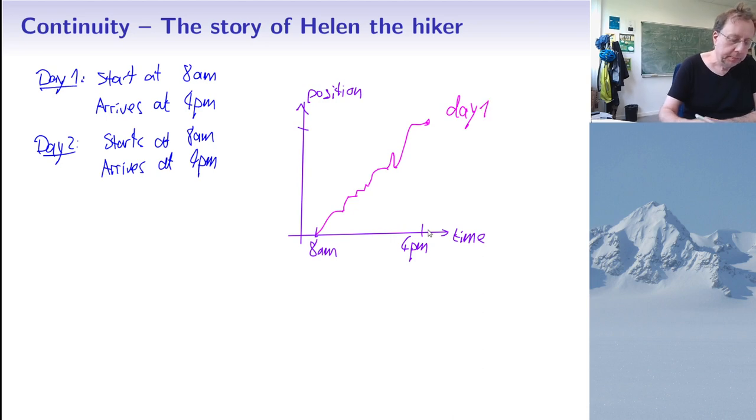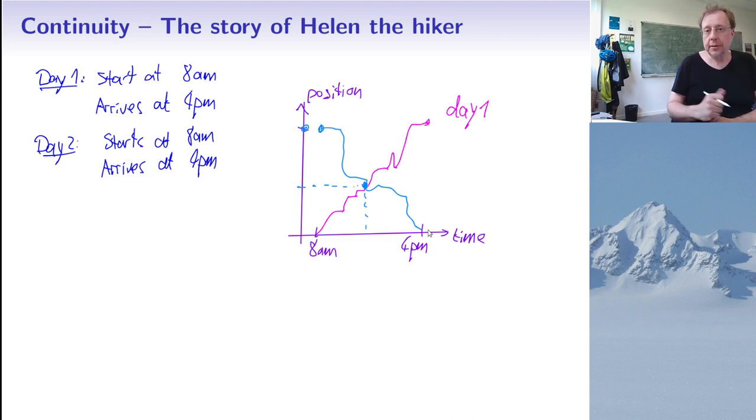And on day two, she starts here at 8 a.m. and she does something completely different. Maybe she goes first slow and then fast. But you see, whatever she does, there is at least one point where she crosses her path of the day before. So there's one particular point, at least one, where she will be at the same time as on the day before. There could be more.